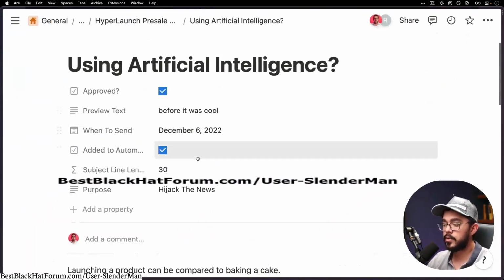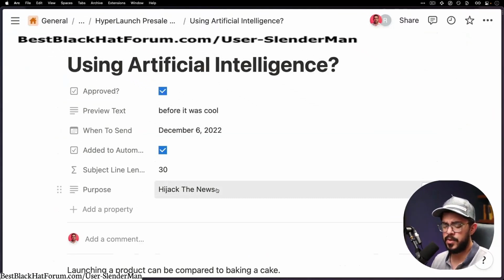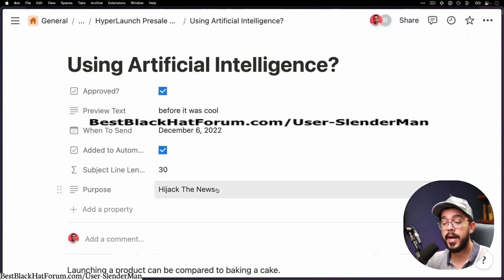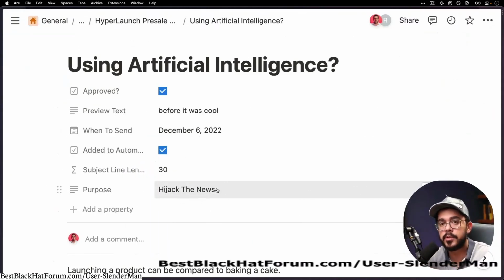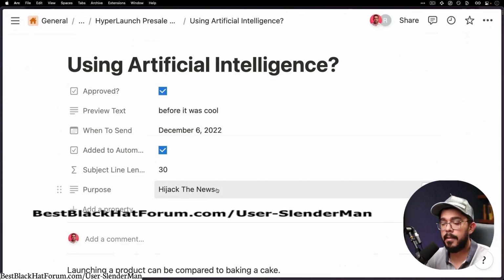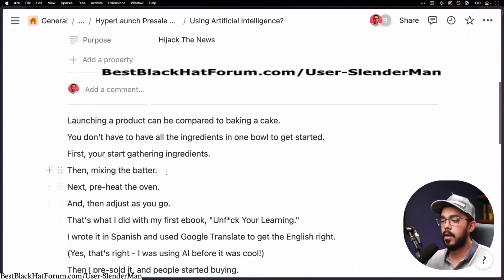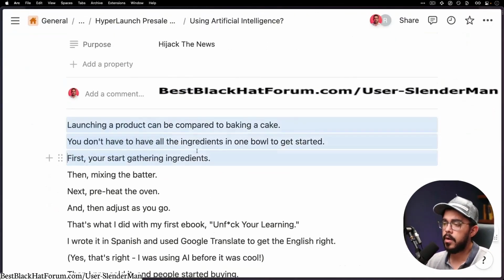And this one is what I call the hijacking the news. And it's a very simple concept. You take something that's relevant and current and present in your industry, you talk about that or find a way to slide it into your newsletter, into your email or your marketing campaigns, and use that as a sales pitch for your stuff.